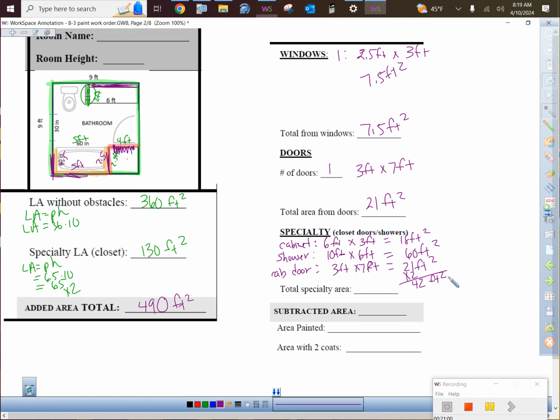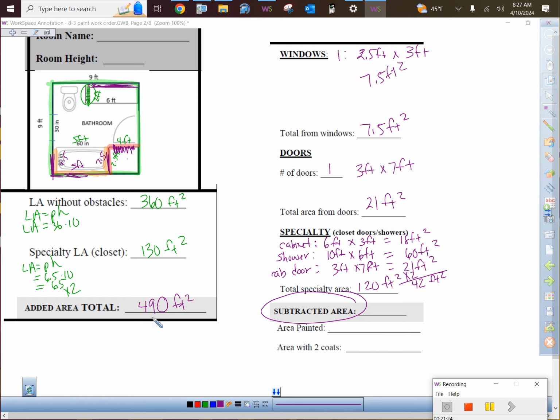Total specialty area. Oops, degrees? Wow. How about square feet? 120 square feet. Is that what y'all got? Cool. Why don't you pause the video and find your subtracted area and your area painted and come back with me. 490, take away 120.